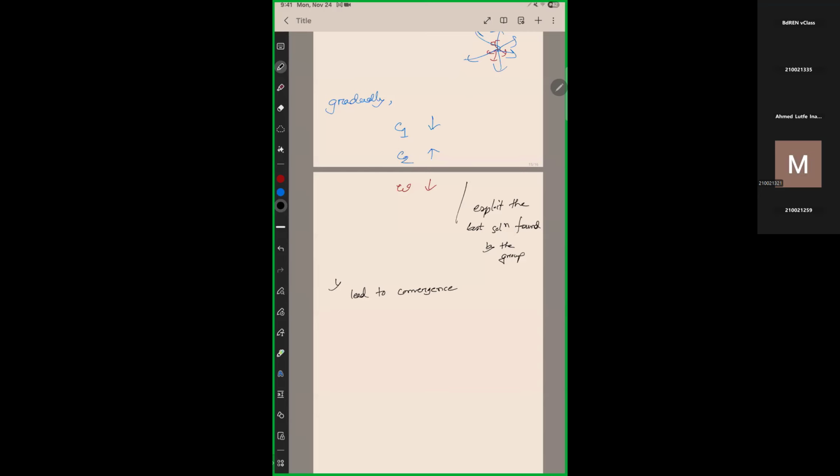Okay, this will usually lead to convergence, let's hope so. And mathematically, the C1 and C2 values are actually kept around 2. Any questions so far?